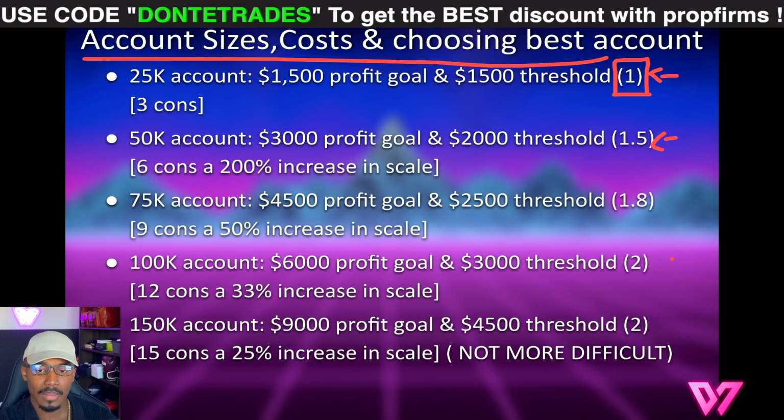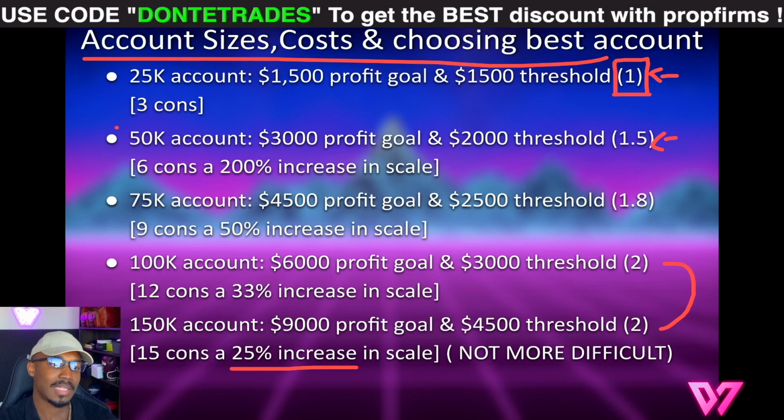These two accounts, the 150K and the 100K, are actually not any more difficult than each other, right? So these two accounts are basically exactly the same, but the only difference is you have a 25% increase in scale and it's not more difficult. So to me, for most people, it does not make sense to get a 100K account, because the 150K account is literally exactly the same amount of difficulty.